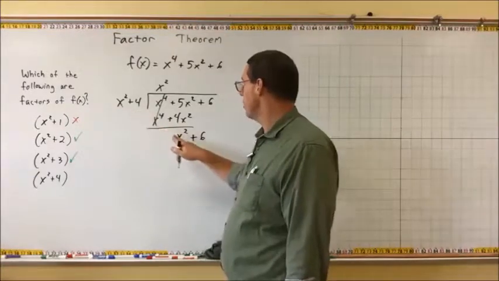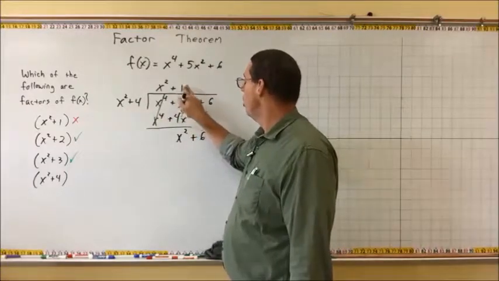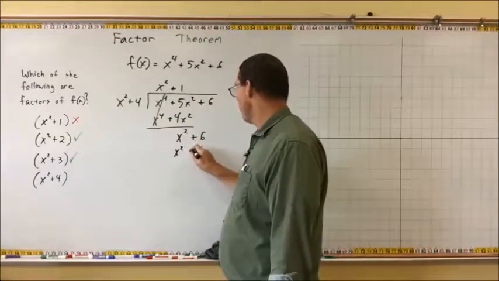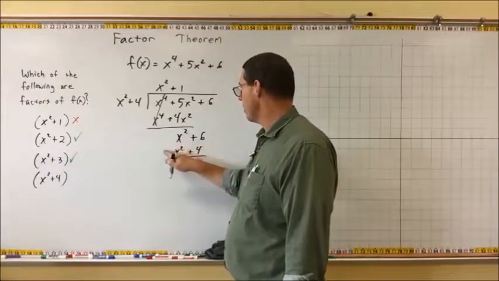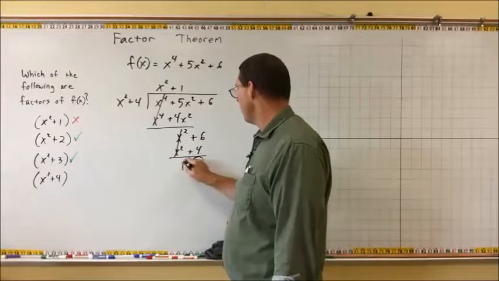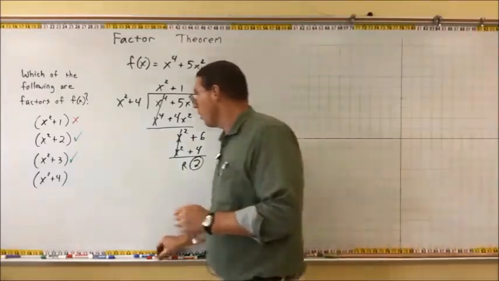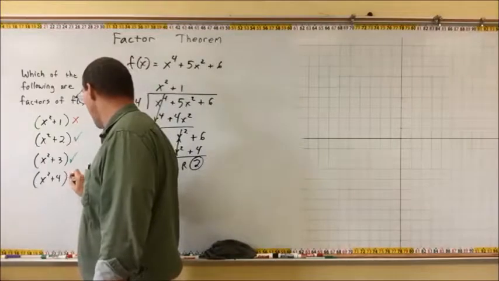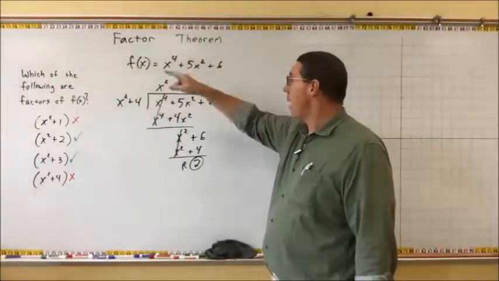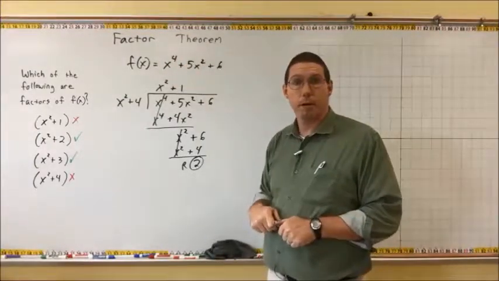How many times does x squared go into x squared? What's x squared divided by x squared? It's 1, right? So we'll go plus 1. 1 times x squared is x squared. 1 times 4 is positive 4. Subtract, x squared minus x squared cancels. 6 minus 4 is 2. So we have a remainder of 2, not a remainder of 0. And therefore, x squared plus 4 is not a factor of f of x by the factor theorem. And because it's a theorem, it means it works every time. Okay? All right, that's it.